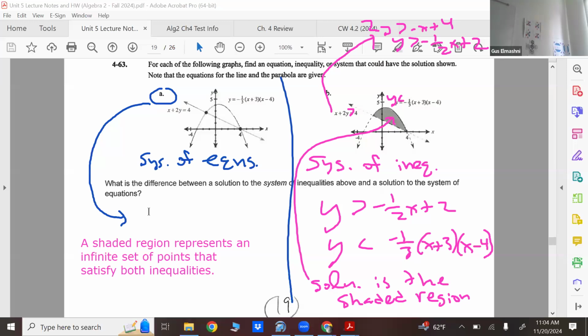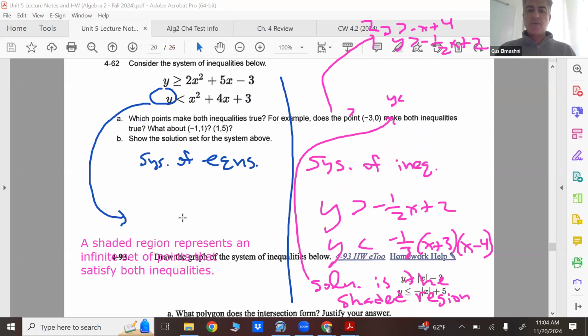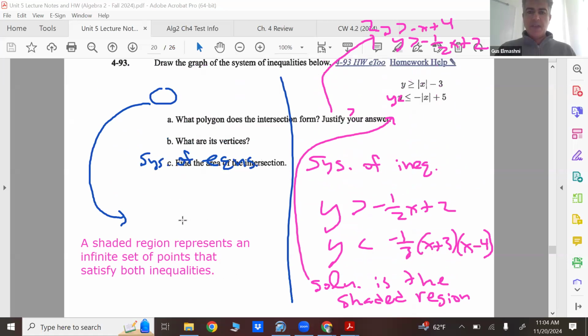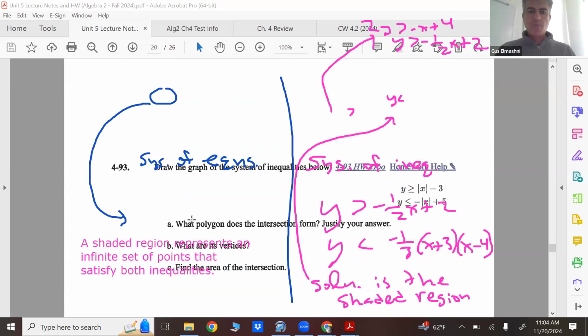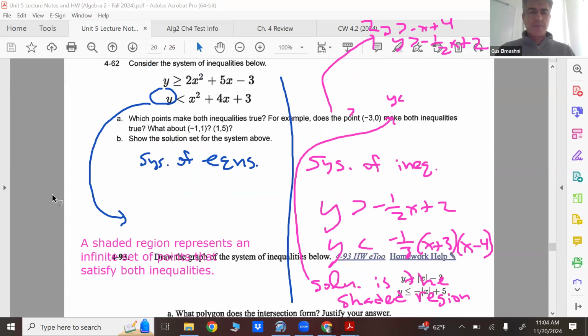All right. So you have the shaded region here, great. Infinite points that fit here. That's what's happening. So you represent the answer with a shaded region. Okay, we're good. All right, so let's actually solve this for 462. And then we'll do 493 and we're done. So we're almost done here. Okay, 462.